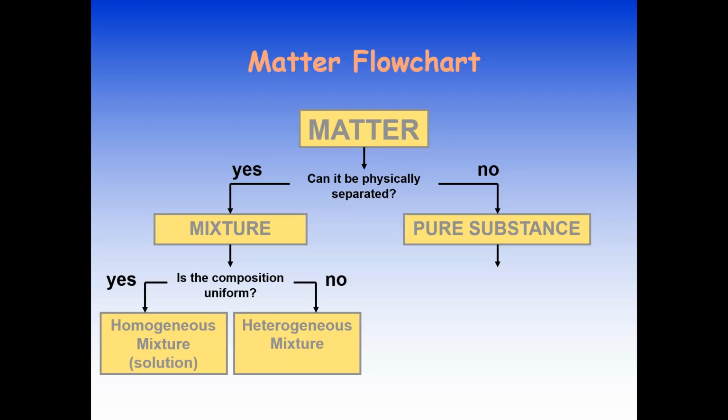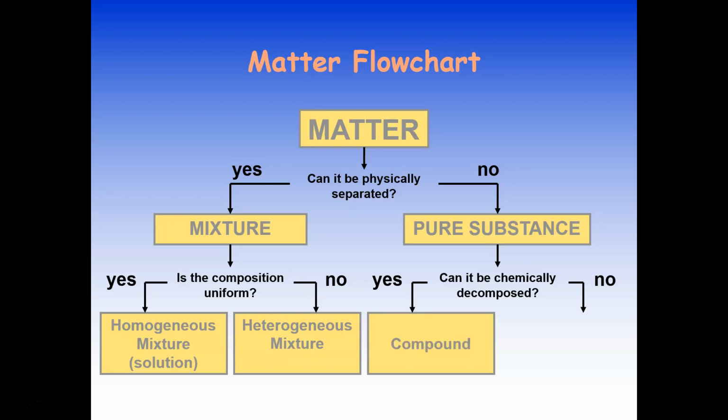Now, if you ended up with a pure substance, you can ask yourself, can it be chemically decomposed? Can we break it down in a chemical way? If the answer is yes, that means you have a compound, like sodium chloride, NaCl. If the answer is no, that means you have an element off the periodic table, like the ones you memorized over the summer, and we cannot break it down. So these are all words that you need to know and make sure you know them.